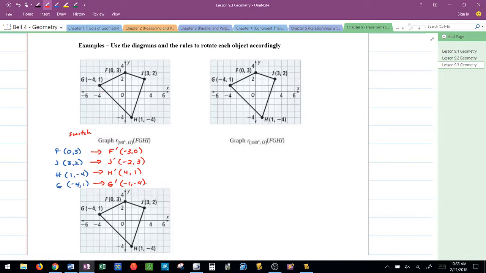Now, let's do the same thing, but now a rotation of 180. So I've got F is at (0, 3). Notice I use the same figure each time. J is at (3, 2). H is at (1, negative 4).